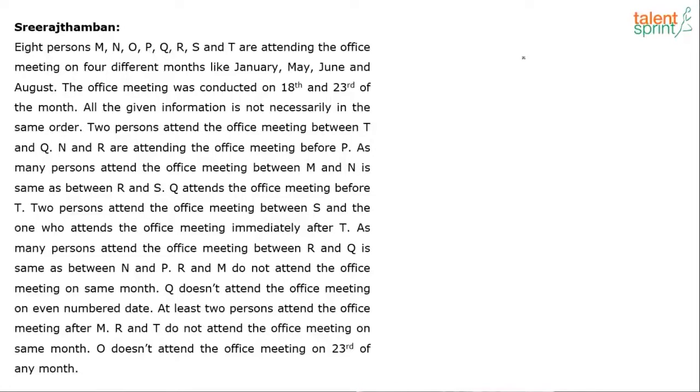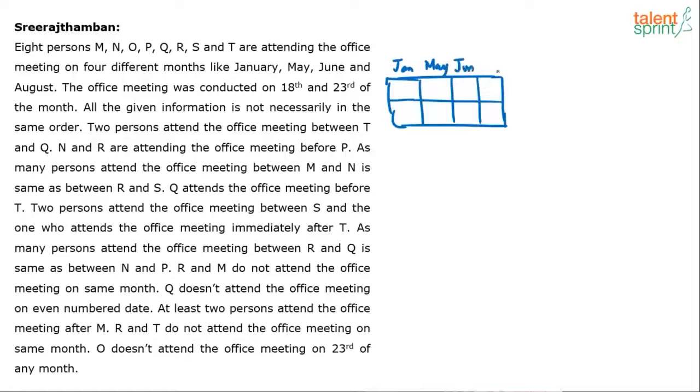So the simple thing is we need to make a table like this. It's a 2 row 4 column table, right? These are the months. What are the months? Jan, May, June and August. And let's say these are the dates, 18th and 23rd. Now what you need to understand is the sequence.